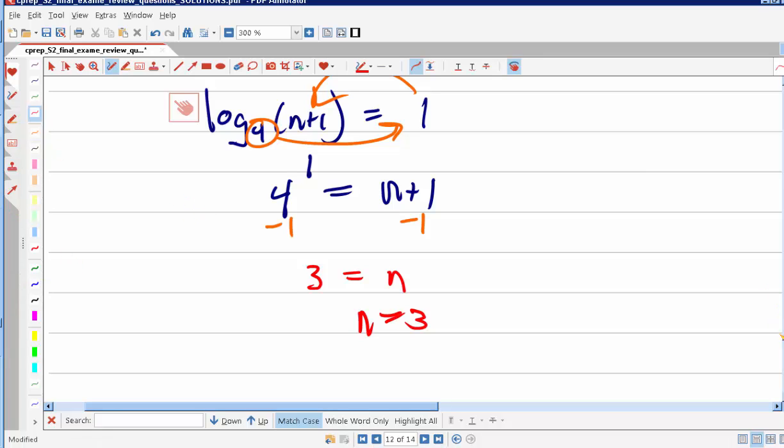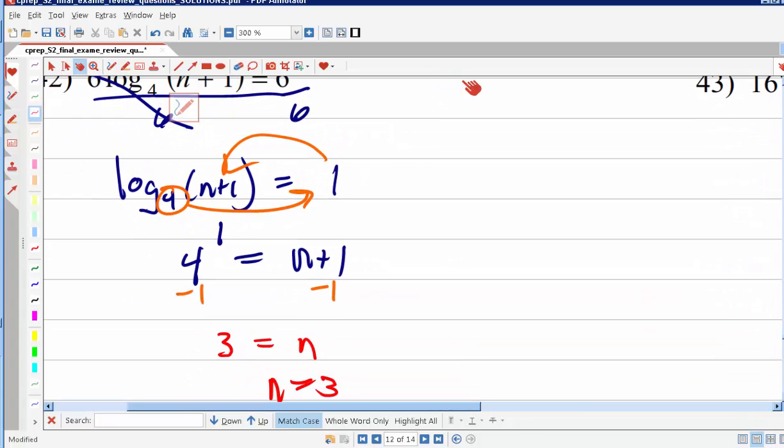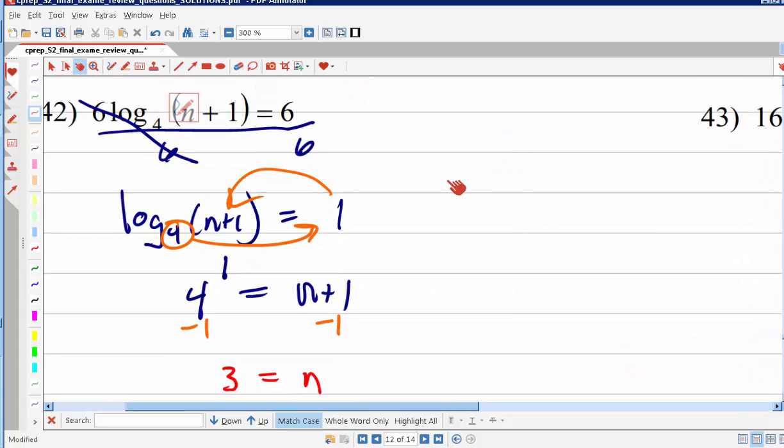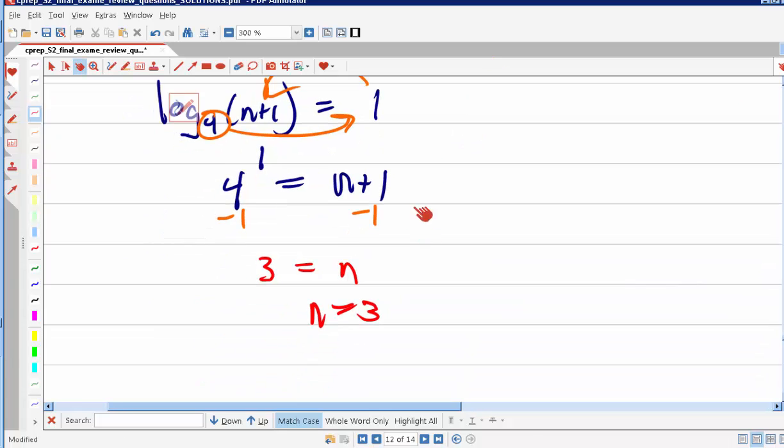And once again, you want to check whatever your solutions are. If it's a log equation, you want to take your solution, put it in for the argument of the log, and make sure you don't get a negative number. If you get a negative number when you substitute, it's not a solution. For example, in this problem, I would be substituting in 3 for n plus 1. I don't get a negative number, so it's fine.